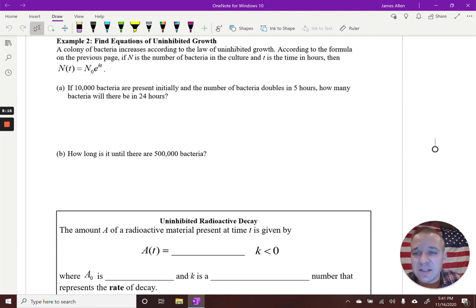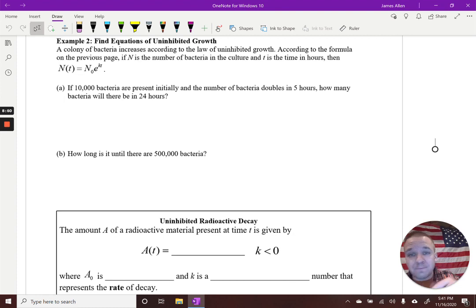If 10,000 bacteria are present initially and the number of bacteria doubles in 5 hours, how many bacteria will there be in 24 hours? Now, I feel like simply thinking about it, you're like, okay, 5 hours to double, 5 goes into 24 about 5 times, so 50,000, right? Something like that. Except when the bacteria is growing, then those new cells are now doubling themselves, so it's not quite as simple. It's not some linear model. It's exponential. What's up? Exponential, if you couldn't hear me.